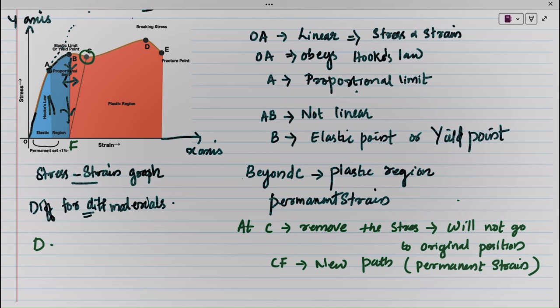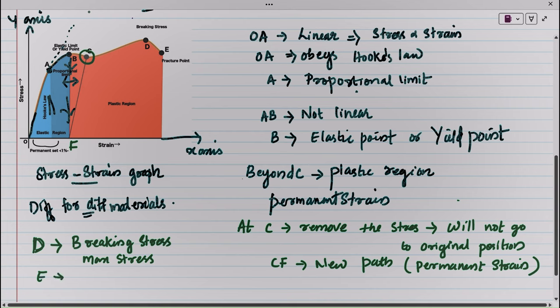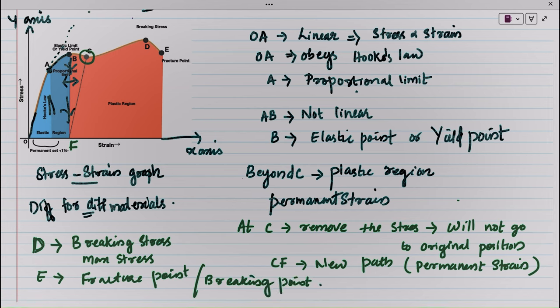Then consider the point D. At the point D, we have the breaking stress, the maximum stress the material can hold. At the point D, this is the maximum strength, or the maximum load our material can hold. When we further increase the mass or the stress, it will go to the fracture point, or the breaking point, and the material will break down.